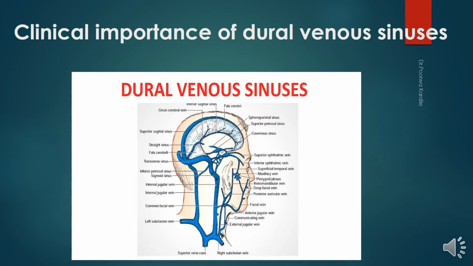This slide is of clinical importance of dural venous sinuses. First, we will see what happens when there is cavernous sinus thrombosis. Mostly cavernous sinus thrombosis is caused by sepsis in the dangerous area of the face, nasal cavity, and paranasal sinuses.